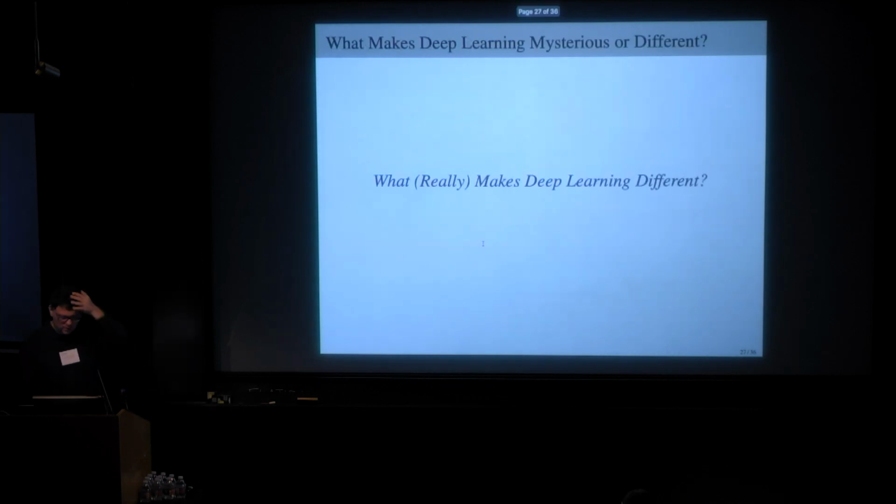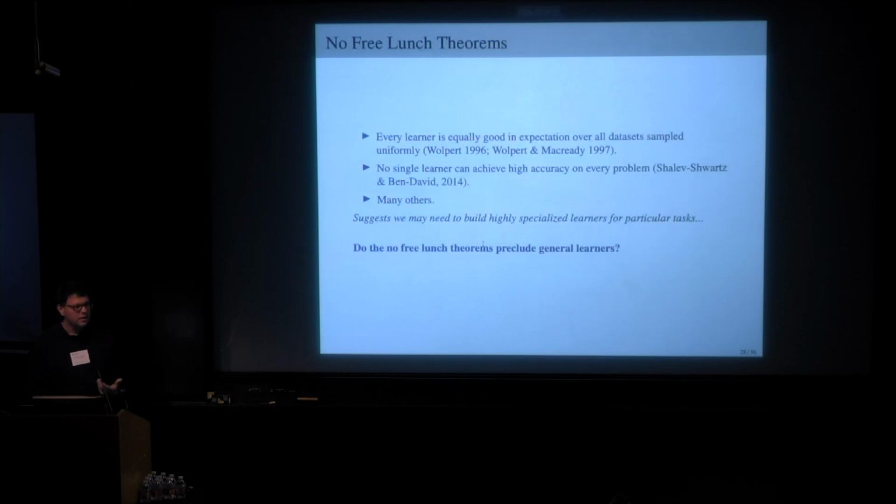OK, so finally, what really makes deep learning different? One thing that I think makes deep learning somewhat distinctive, not completely unique, is its generality. So it seems like we're able to use neural networks to solve quite a strikingly large variety of different problems. And that isn't typically true of many other model classes. And it sort of stands contrary to ideas around things like no free lunch theorems.